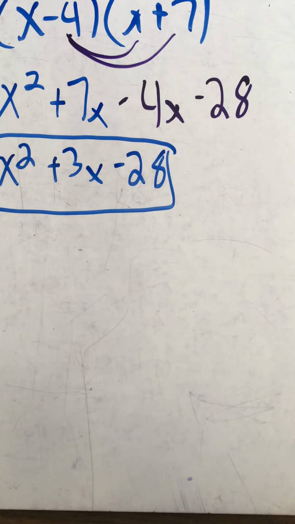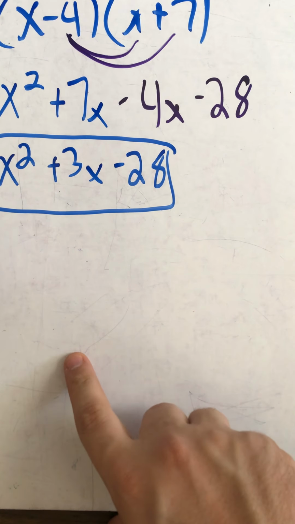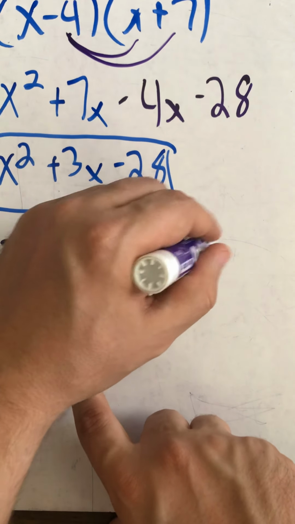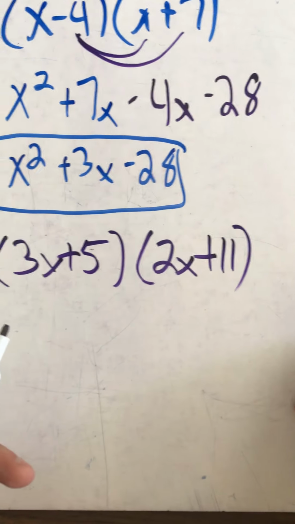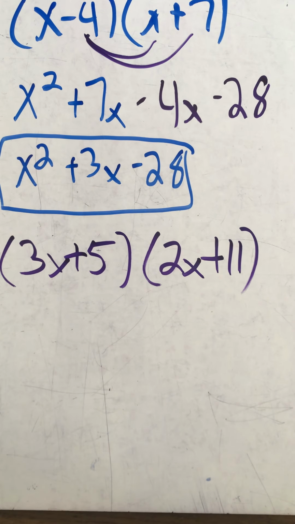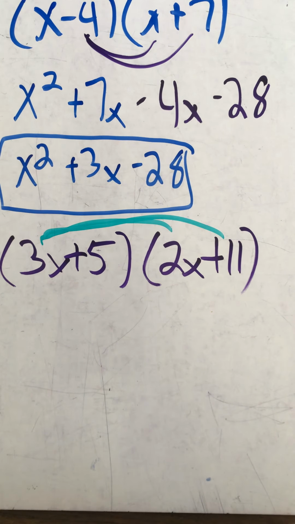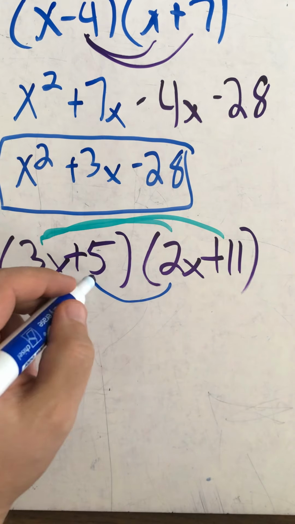Looking at the next one: 3x plus 5 times 2x plus 11. Just like last time, we're going to distribute everything from the first parentheses to everything in the second parentheses. At any point, you can pause this. Obviously I can't tell whether you do or not, but please do so, go back and look at it. If you have questions, please ask me. We're going to distribute this 3x through, and then distribute the 5 through to the other parentheses as well.